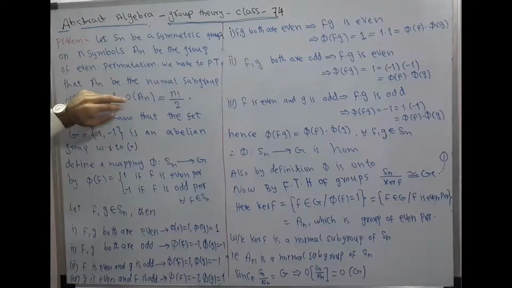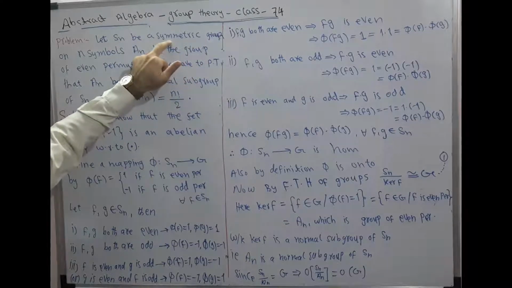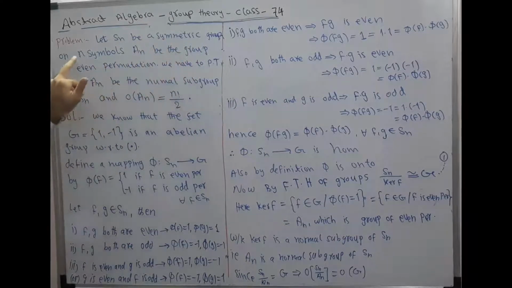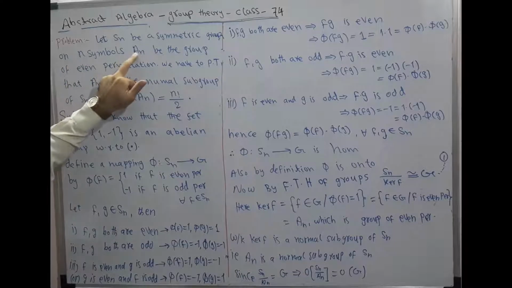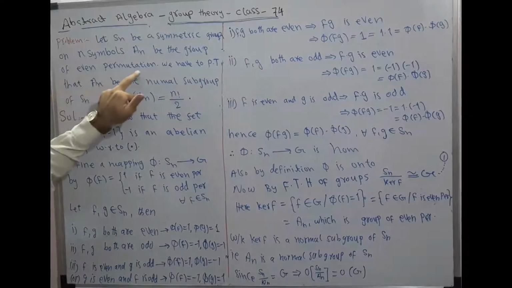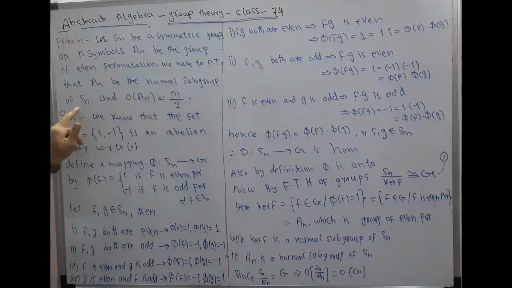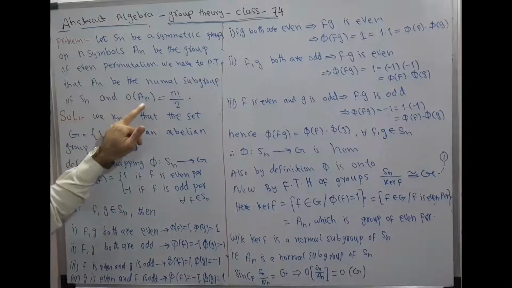Problem. Now we want to solve a problem. Let Sn be a symmetric group. Symmetric is nothing but the permutation group on n symbols. Let An be the group of even permutations. We have to prove that An is a normal subgroup of Sn and the order of An is equal to n factorial by 2.